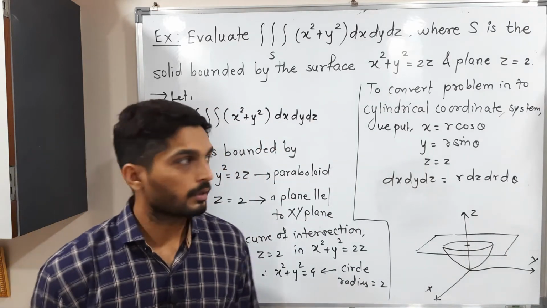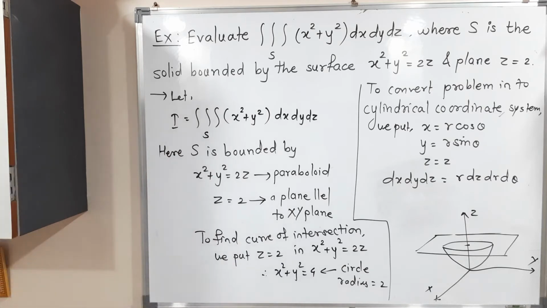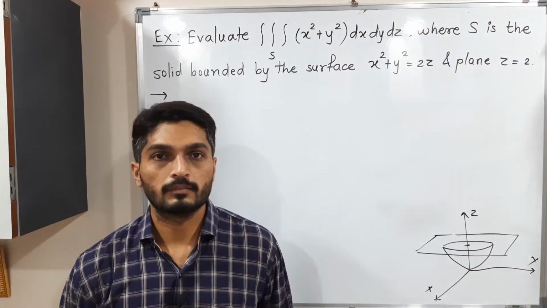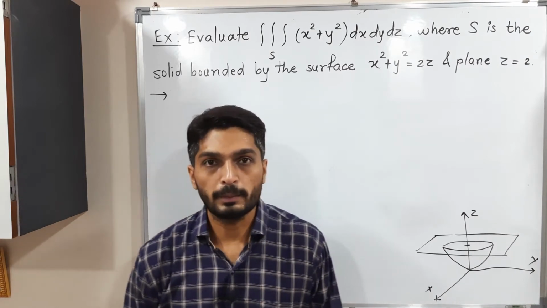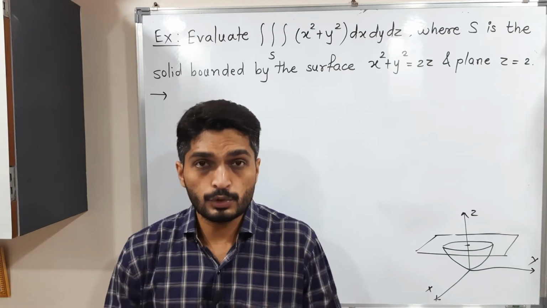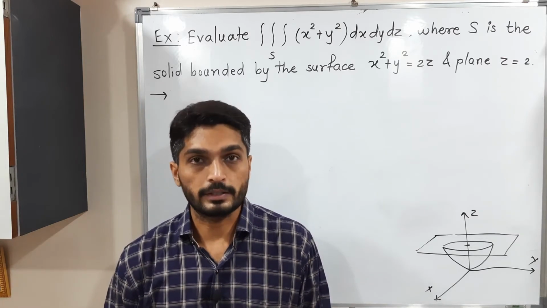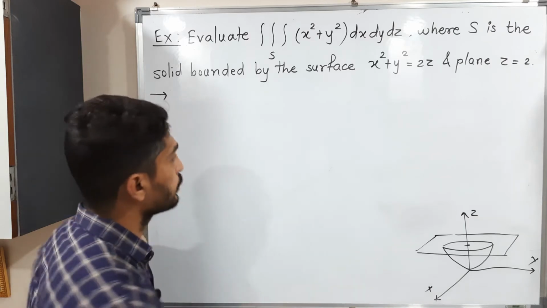I don't have much space now, so you can make a screenshot of it, and after that we will go for the remaining part of this problem. After converting a problem into the cylindrical coordinate system, our first task is to convert all equations into cylindrical coordinates. So we have a paraboloid here.